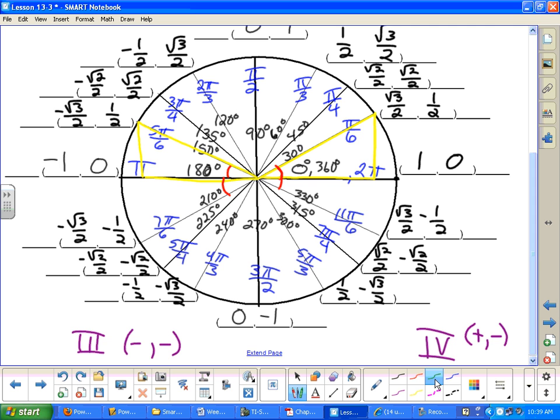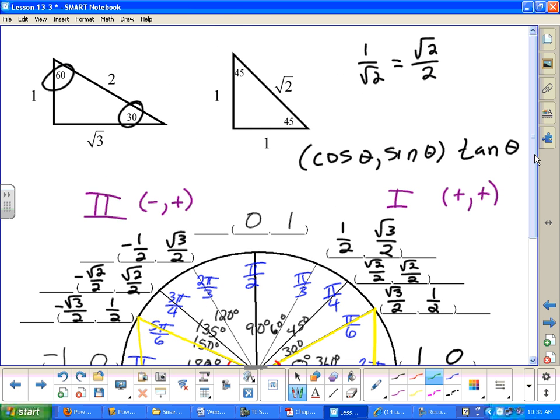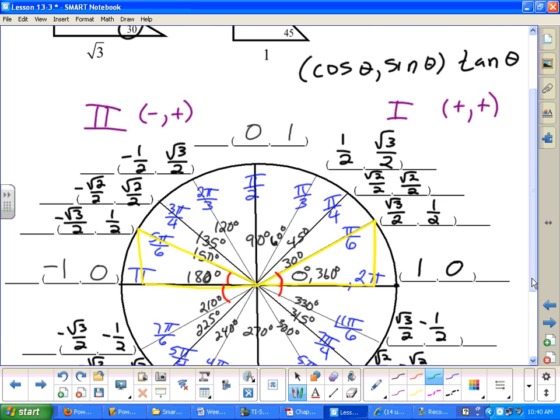We'll do tangent in green. Tangent is equal to sine over cosine, or it's equal to y over x. Because if you'll notice, tangent was opposite over adjacent, right? So which one's always the opposite side on our triangle? Opposite is always the y coordinate. The adjacent is always the x coordinate.